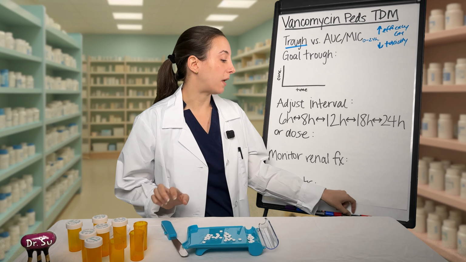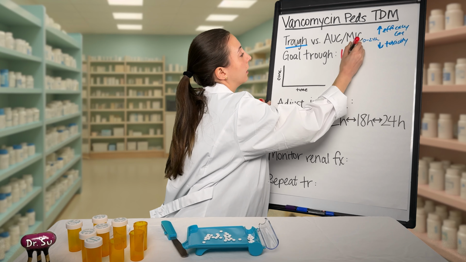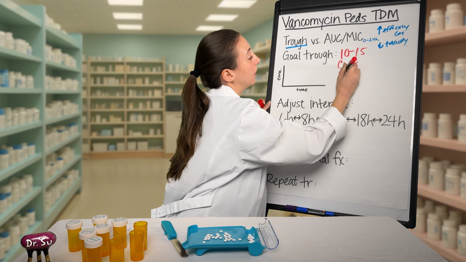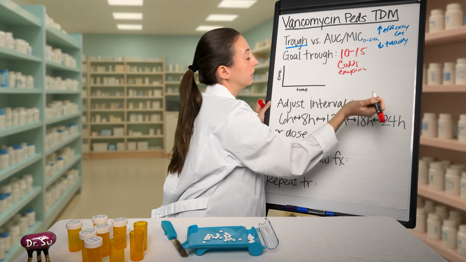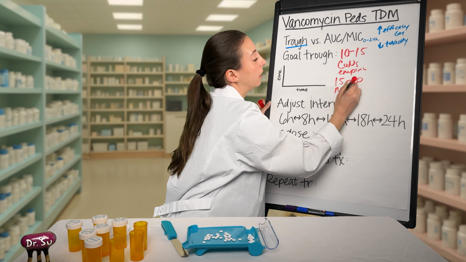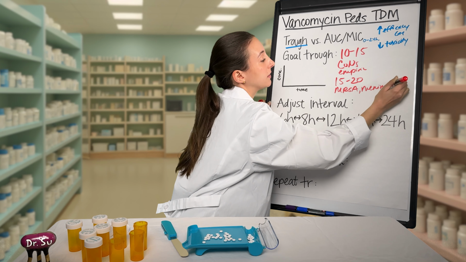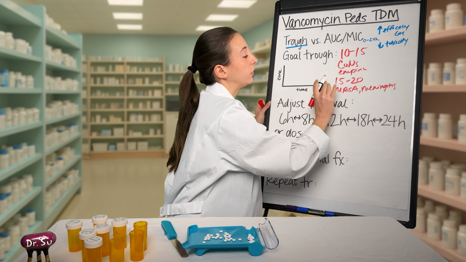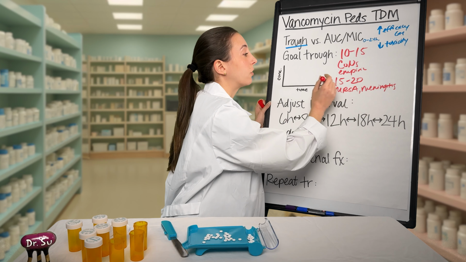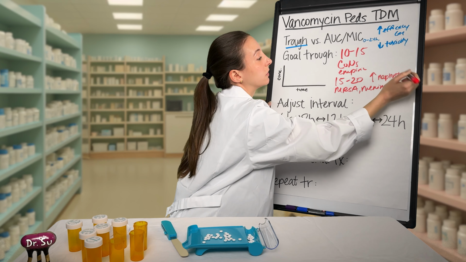Our goal trough depends on what we're treating. For empiric treatment and for coagulase-negative staph, this would be for neonates, the goal trough is 10 to 15. 15 to 20 will be your goal for MRSA infections, meningitis, other serious infections. The reason that we don't have 10 to 20 for everyone for the goal is that troughs over 15 are associated with more nephrotoxicity. So we reserve this.